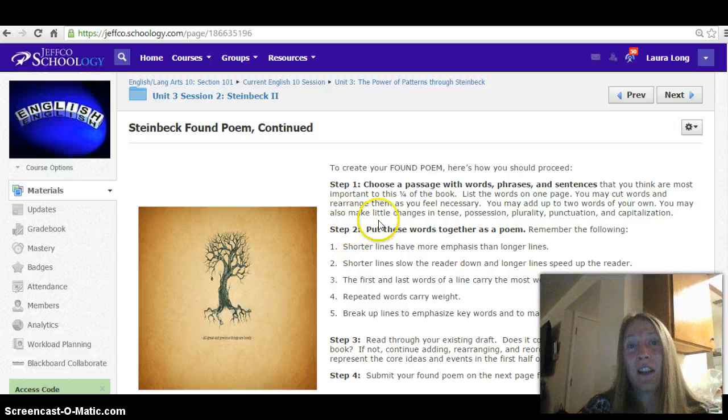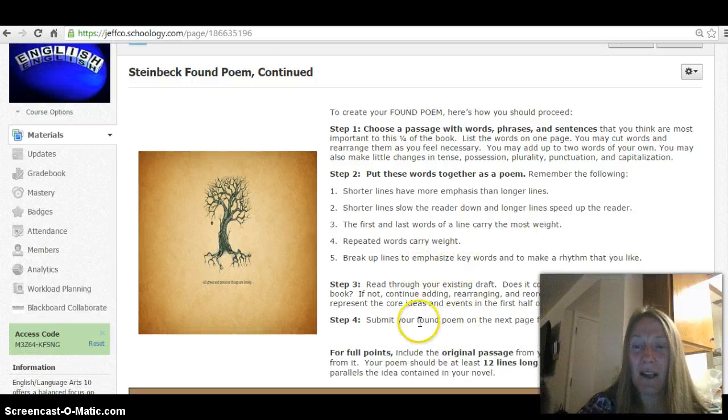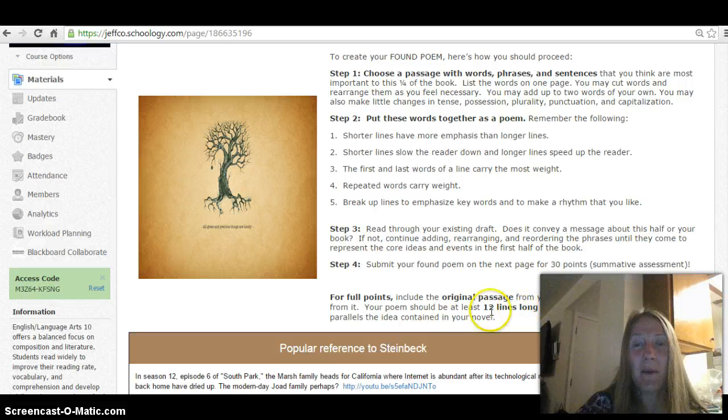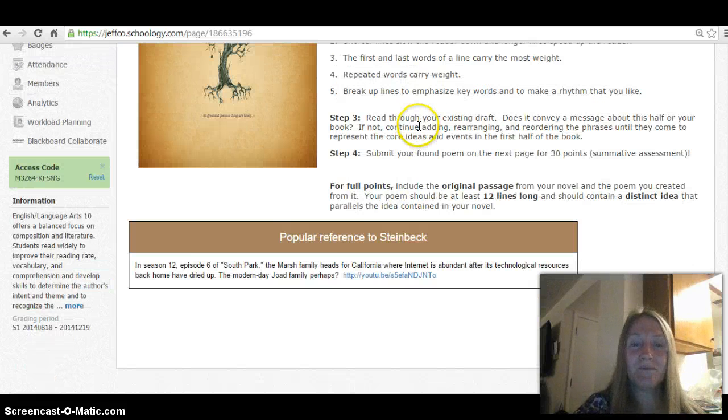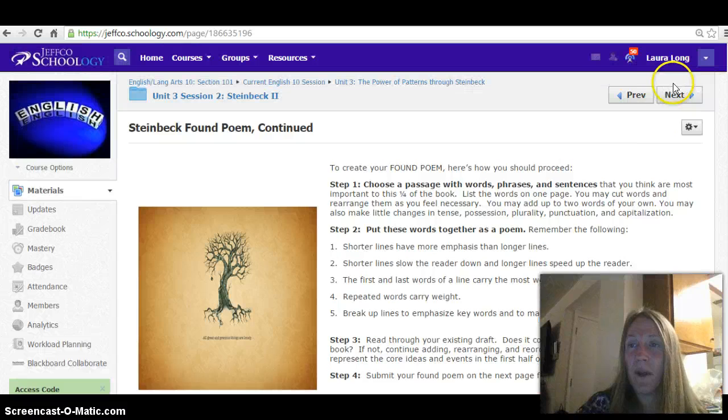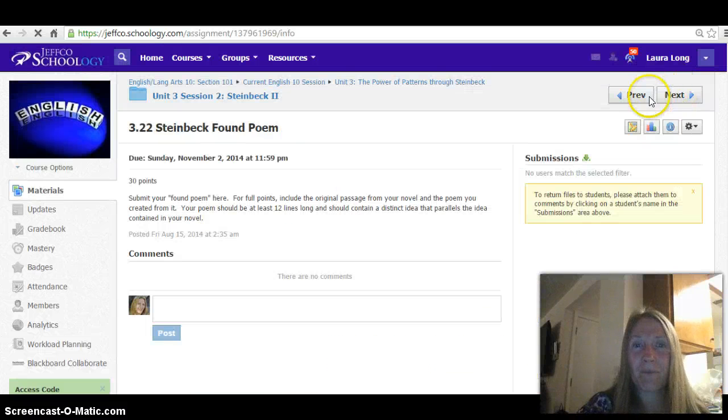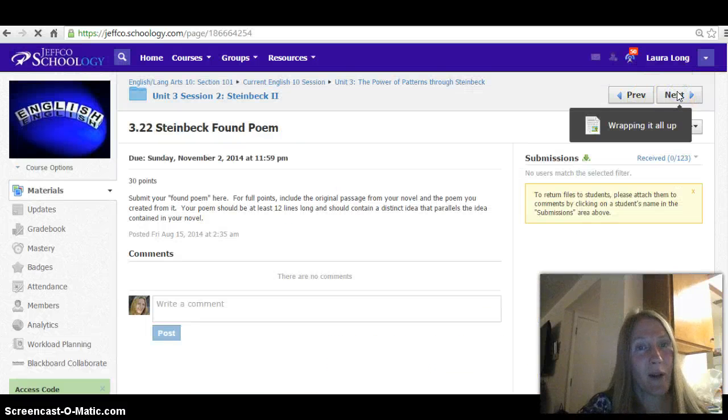Maybe you want to physically cut them up into other little pieces and put together a poem. And that poem should have roughly the same idea of the original. Should be about 12 lines long and should have a distinct idea, the idea that is parallel to that in the novel. So you're looking at the same communication, the same idea, but just a different pattern, a different type of communication. And so you'll go from there and submit that. And that will wrap up your week.